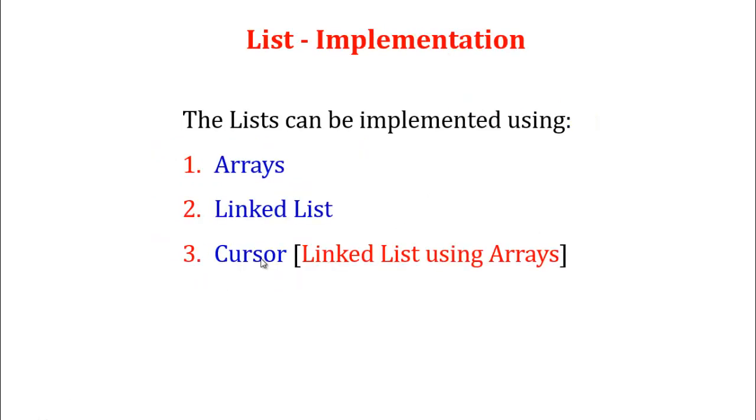Next is implementation of a list in a data structure. A list can be implemented in 3 ways: one is arrays, second is linked list, and the third one is cursor. First is arrays. An array is a collection of similar data items. We can insert, delete, search, split, merge. These are the various operations on arrays.